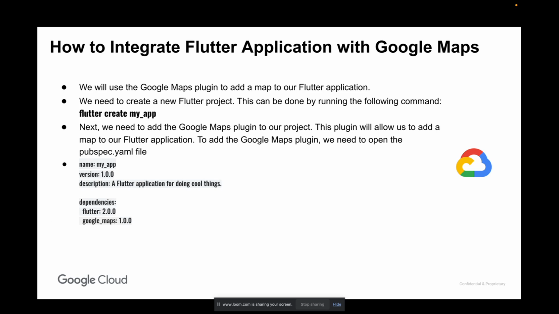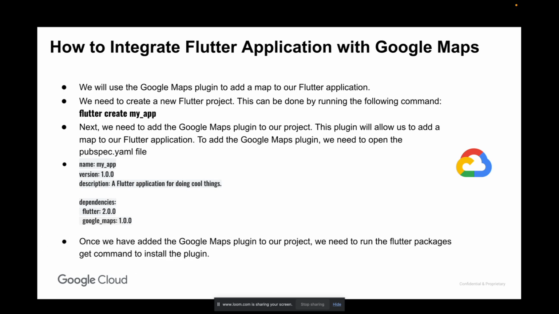Once we have added the Google Maps plugin to our Flutter project, we need to run the flutter packages get command to install the plugin. This command will download and install the plugin from the Dart repository. Let's move over to Android Studio to see all this in action.